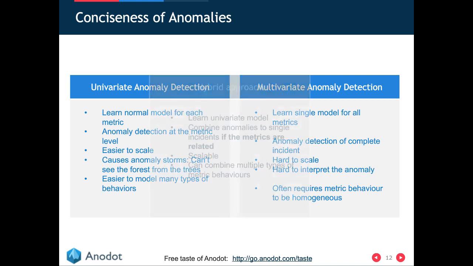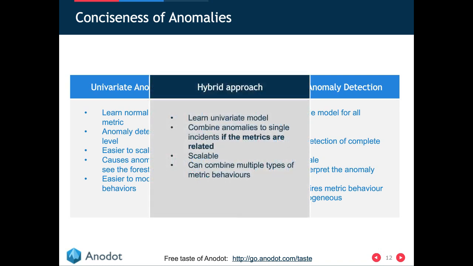Now, there is a hybrid approach, which is the approach we took at Anodot, which is going from the univariate model to a multivariate model in steps. So the first step is to learn a univariate model for each one of the time series and then combine anomalies into a single incident if all the metrics in the anomalies are related in some way. And how do you find that they're related? I'll talk about it in the next few slides.